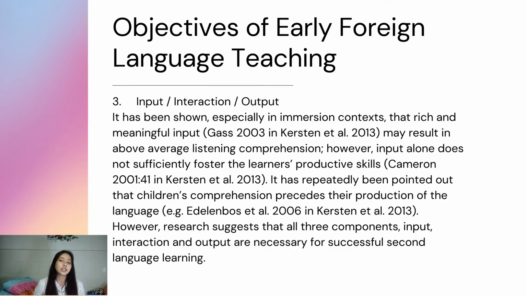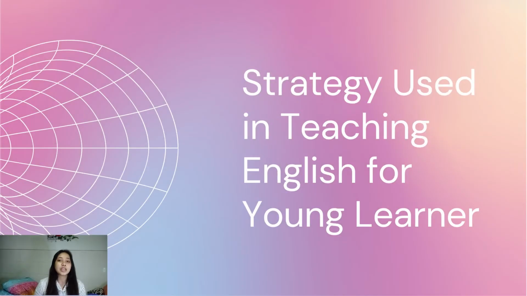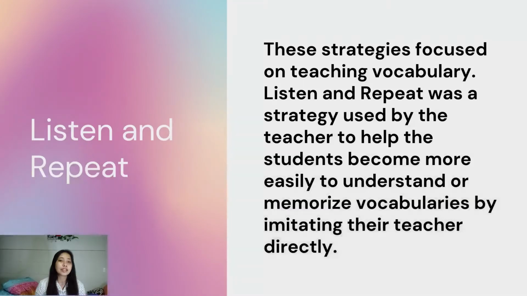So we talk about strategy now. Strategies used in teaching English to young learners. There are many strategies, but the most commonly used is listen and repeat. This strategy focuses on teaching vocabulary. Listen and repeat is a strategy used by teachers to help students understand and memorize vocabulary more easily by imitating the teacher directly.